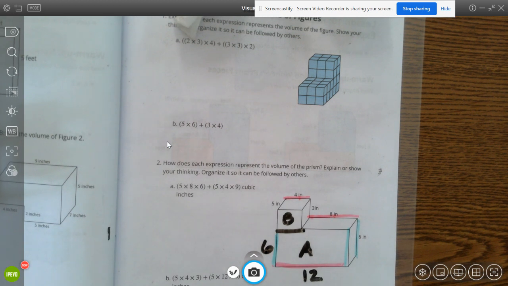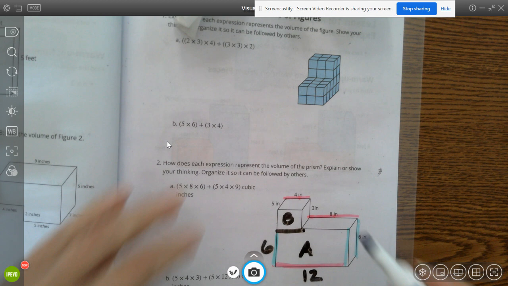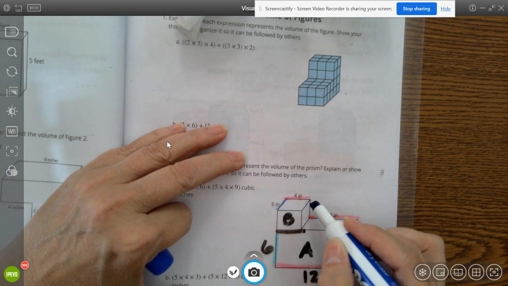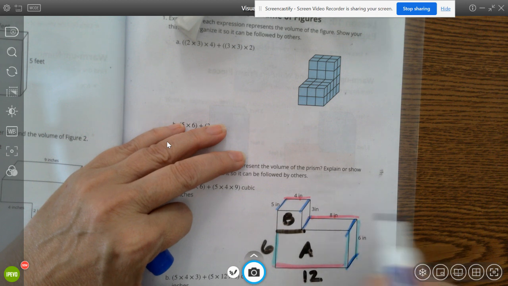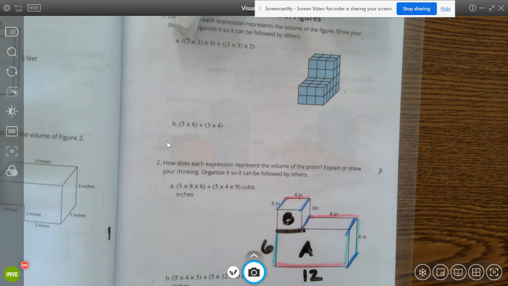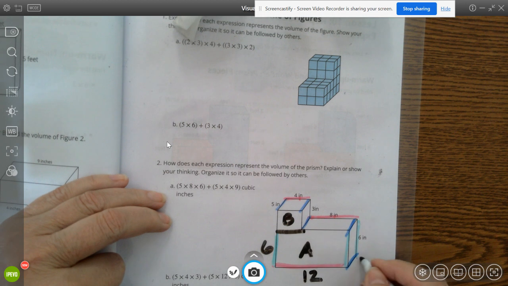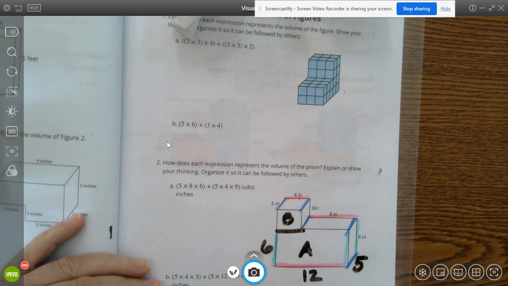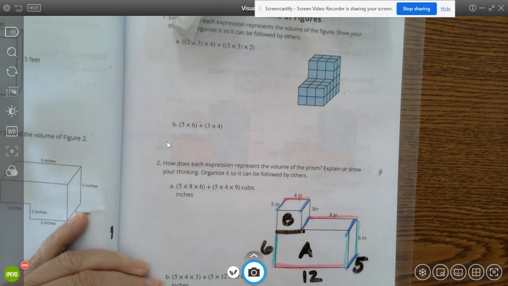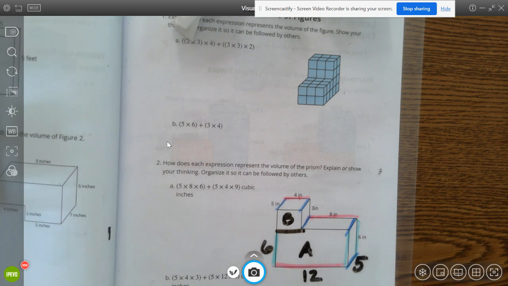So now I need to find the diagonal for that. The diagonal on all of these is the same. This diagonal is the same as that diagonal, which is the same as that one, and that one. They are all 5. So I'm going to put a 5 down here. Now I can find the volume of A, which equals 12 times 5 times 6.